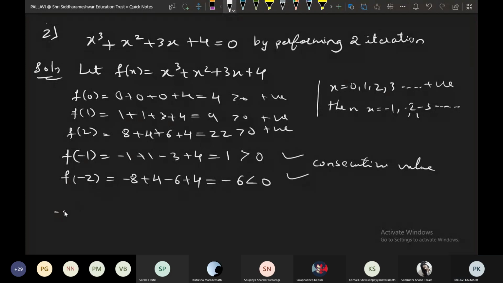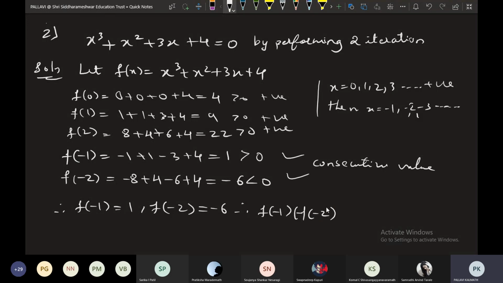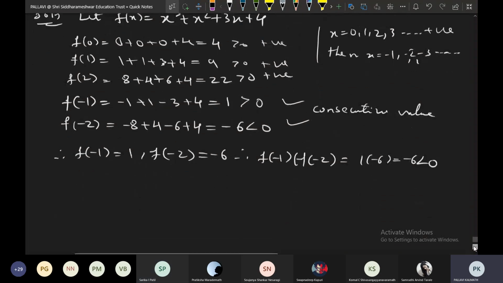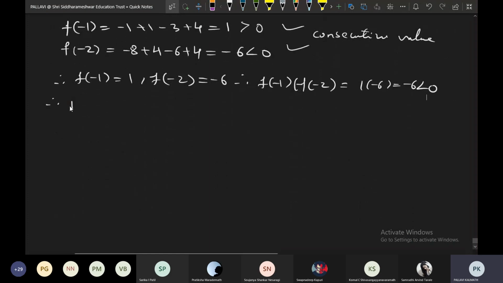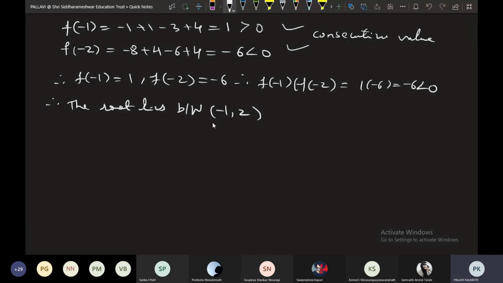Therefore, what you write? F of minus 1 is equal to 1 and f of minus 2 is equal to minus 6. Therefore, f of minus 1 into f of minus 2 will be 1 into minus 6, which is negative. Therefore, the root lies between -1 and -2. Which value is closer to 0?